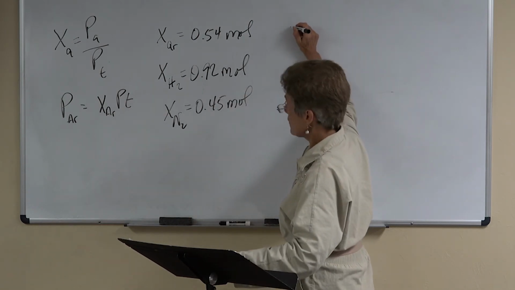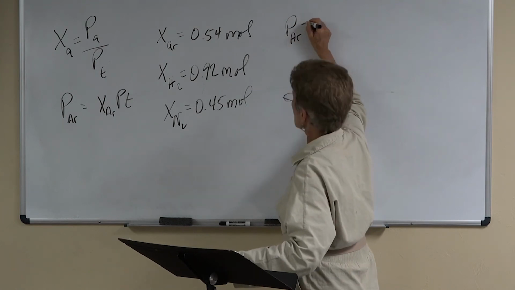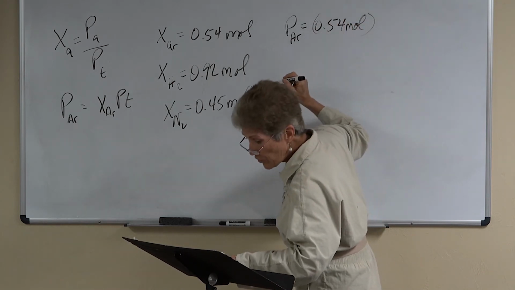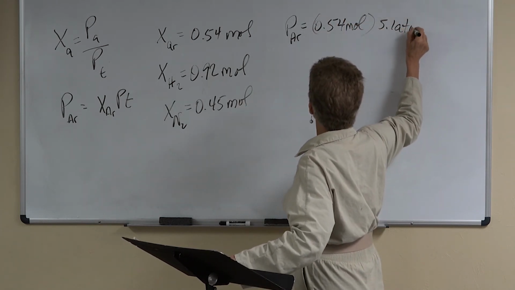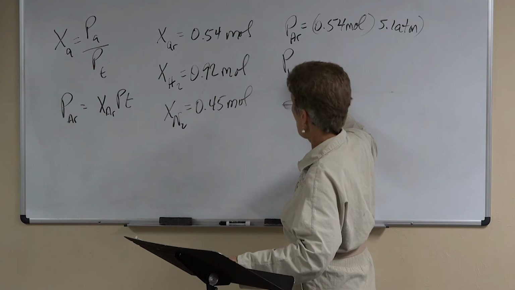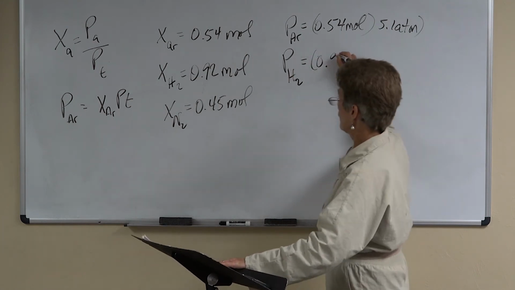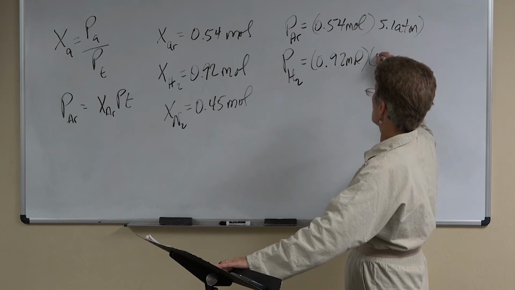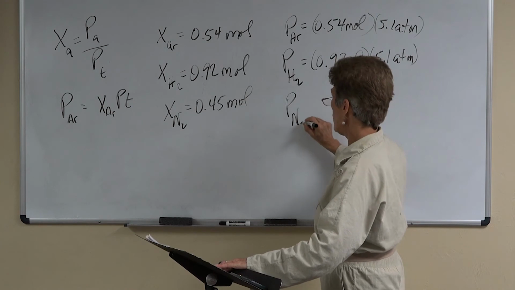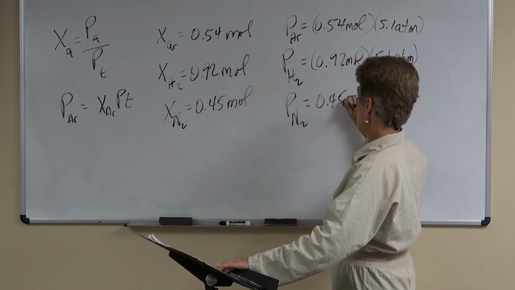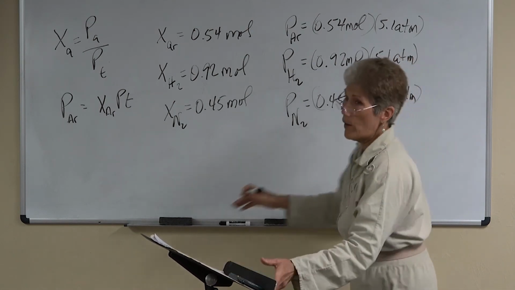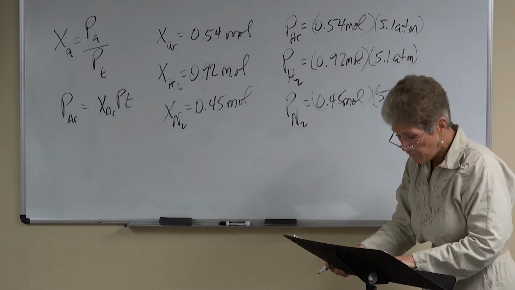So we're going to take this to find argon. We're going to take this and go the mole fraction times the total pressure. And we're going to have an answer in two significant figures. Then we're going to do that for hydrogen, which is the mole fraction times the total pressure. And then this last one here, we're going to find the mole fraction and the total multiplied by it. We have to have all these answers in two significant figures.